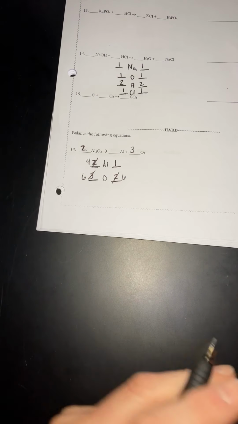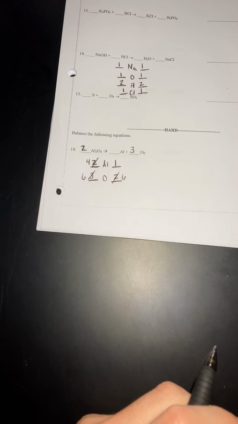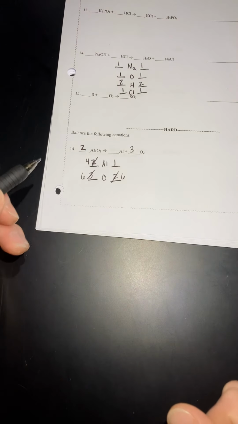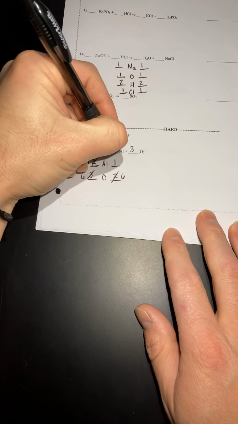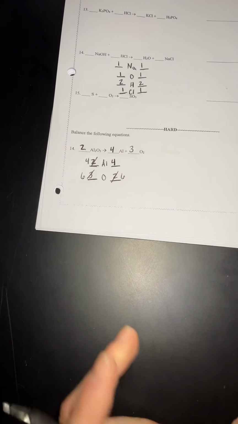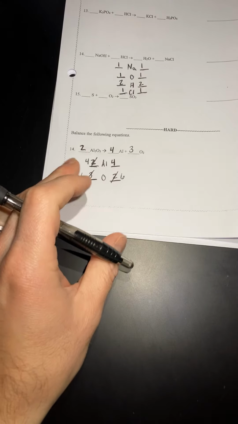And then the only thing we have left to balance is my aluminum. So what do I put right here? 4. And that's going to balance everything out. Okay? Everybody with me? Does that make sense? All right. Go ahead and flip the page.